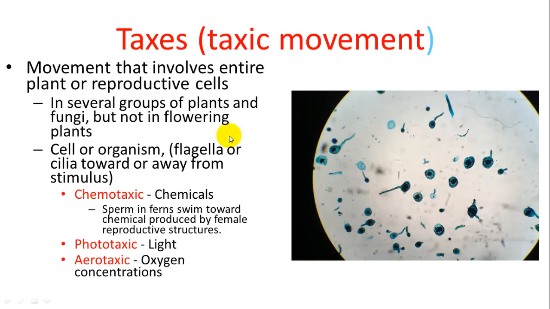They can, like the sperm in ferns, swim toward this chemical hormone produced by females, a pheromone, well actually an allomone, which will cause the sperm to move towards it. But they can also move towards light or oxygen.